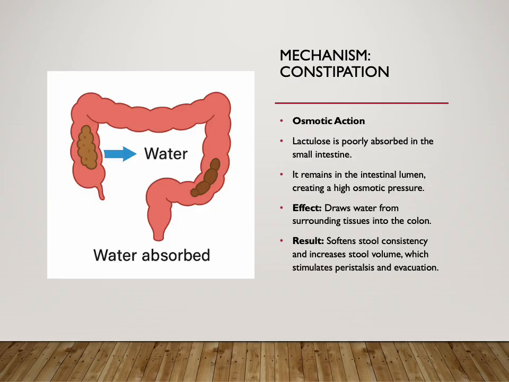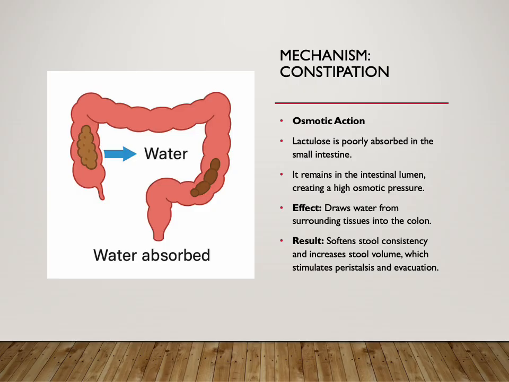Lactulose is poorly absorbed in the small intestine, so it remains in the intestinal lumen, creating a really high osmotic pressure. We know that has to do with when we talked about IV fluids, how things flow in and out to try to reach homeostasis. So the effect is that it draws water from the surrounding tissues into the colon.